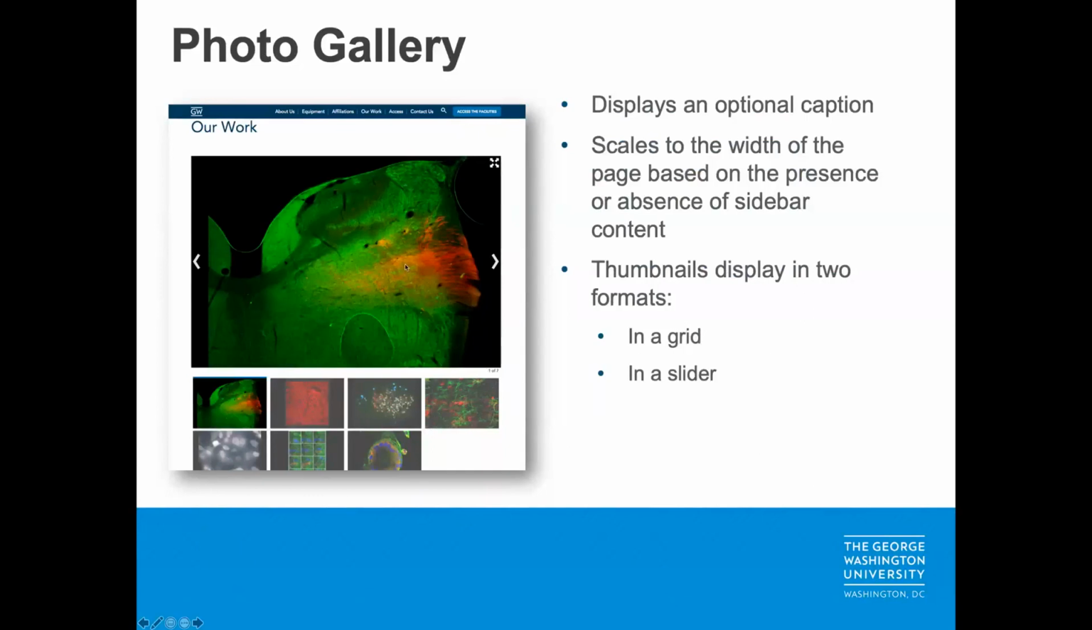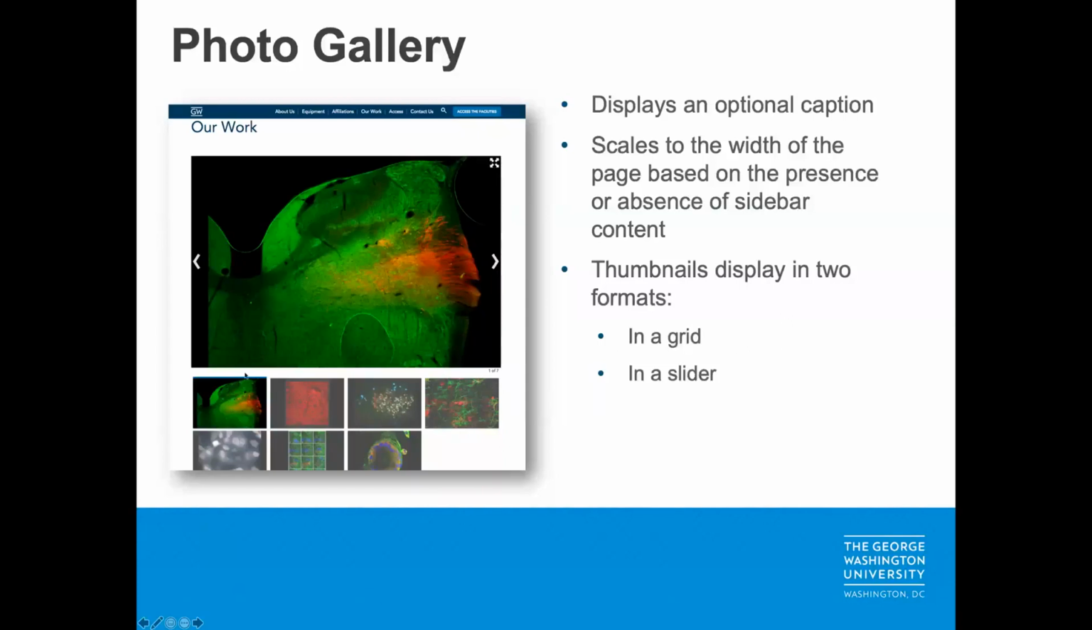This is on the Nano Fabric, I'm probably going to say this wrong, on the NIC website, and they do not have sidebars on this page, so you can see the gallery expands from edge to edge of the content area. You have the arrows here to scroll to the next image if you would like to see that. You also have the ability to see the image at higher full resolution, which is why you've got the expand arrows up there in the upper right corner.